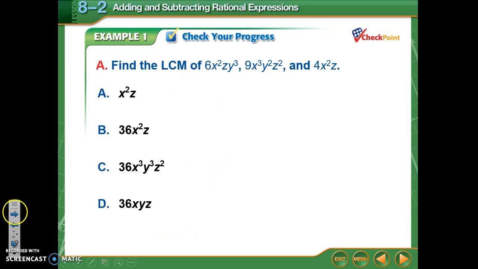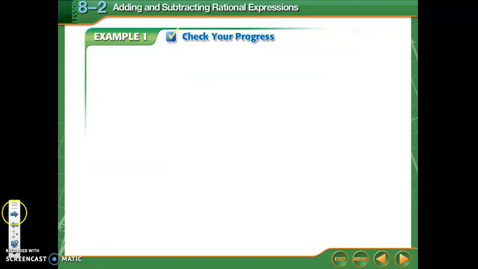So here is one for you guys to try with monomials. All right, in this case, your answer should be C. 36 is the least common multiple of 6, 9, and 4. Then I choose x cubed, y cubed, and z squared because each of those is the maximum number of times that variable appears in one monomial.